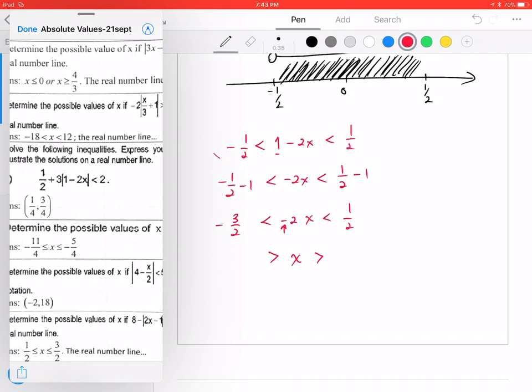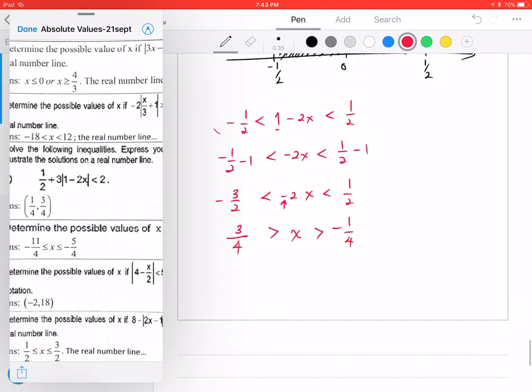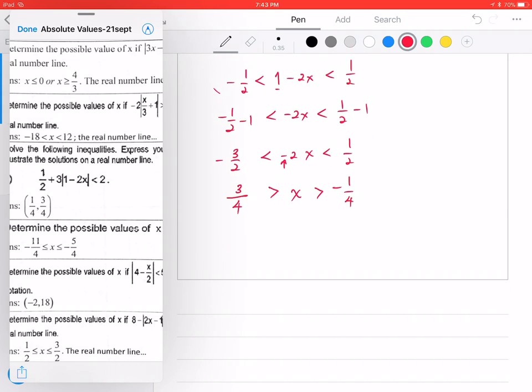So negative 3 over 2 divided by negative 2, you will get 3 over 4. And for this side, you will get negative 1 over 4. So rearrange the equation so it looks normal: x is bigger than negative 1 over 4, but x is less than positive 3 over 4.